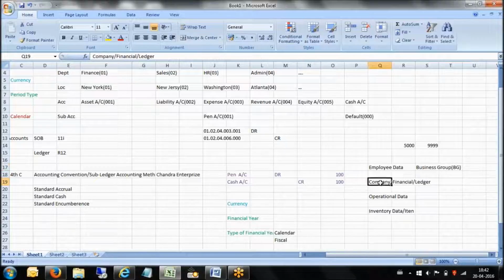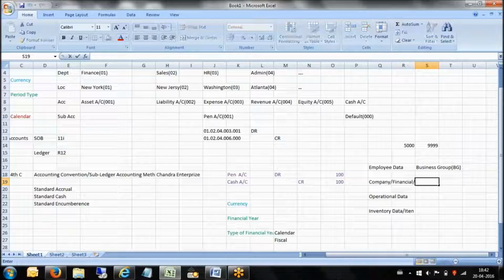Then to secure this data, we have something called legal entity, or we call it LE.